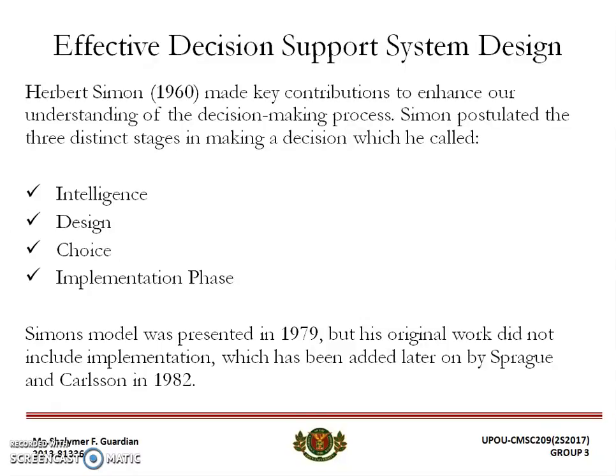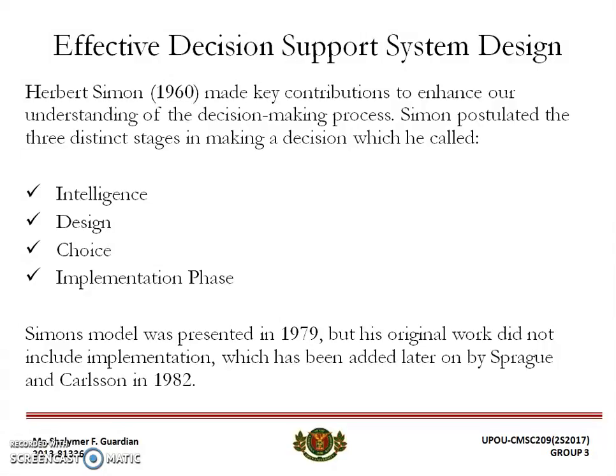In Module 5, the effective decision support system design has been discussed. We will start with Herbert Simon. Herbert Simon made key contributions to enhance our understanding of the decision-making process. Simon postulated the distinct stages in making a decision, which he called intelligence, design, choice, and implementation phase.